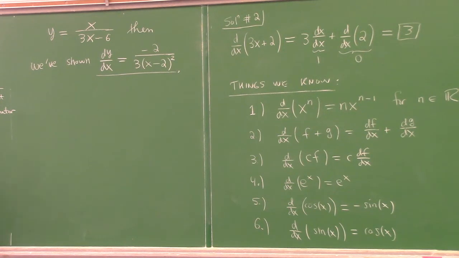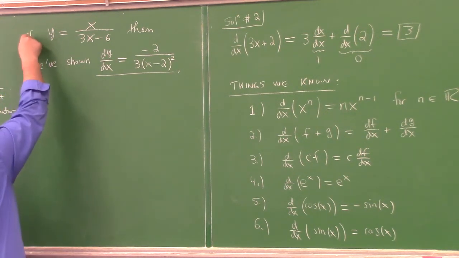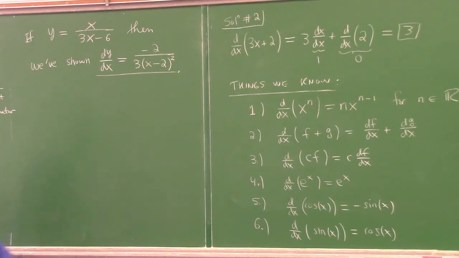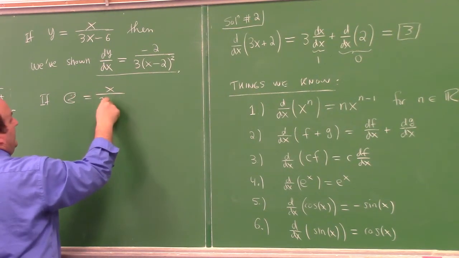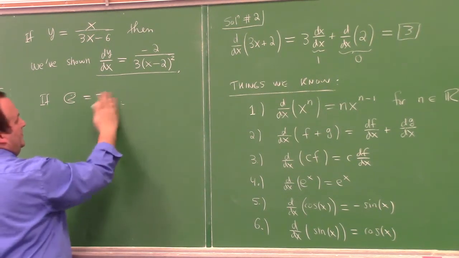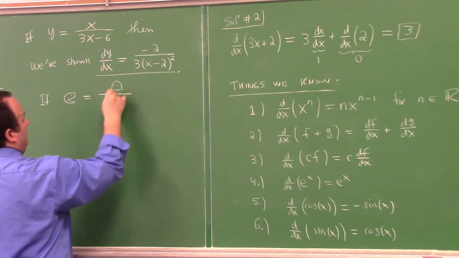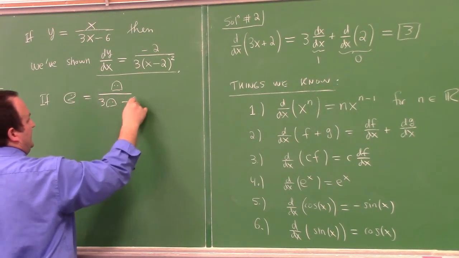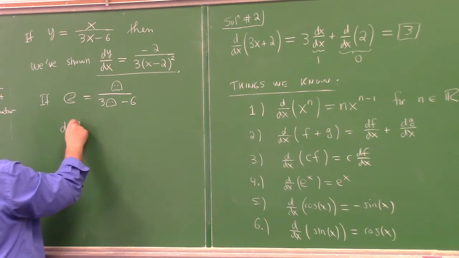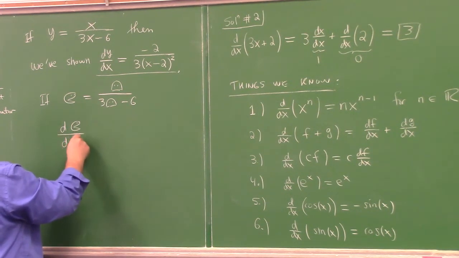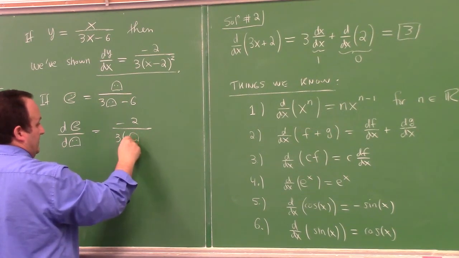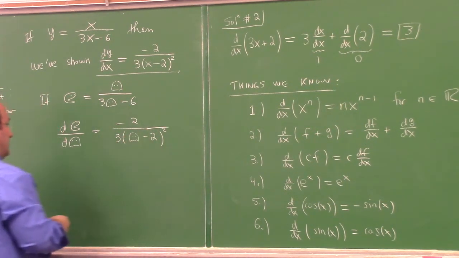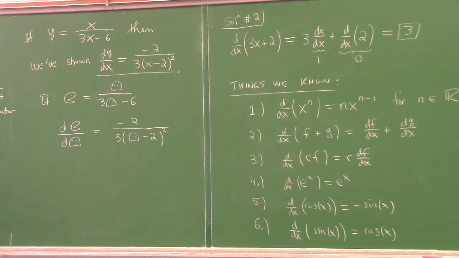But if I said y is equal to that, then this. For what it's worth, if I said that Pac-Man was equal to x over 3x minus 6, I could be weirder. I could say Pac-Man is equal to Ghost over 3 times Ghost minus 6, and then it would not be wrong to say that the derivative of Pac-Man with respect to Ghost is equal to minus 2 over 3 times the product of Ghost minus 2 quantity squared. It's all the same math, it's just different letters.